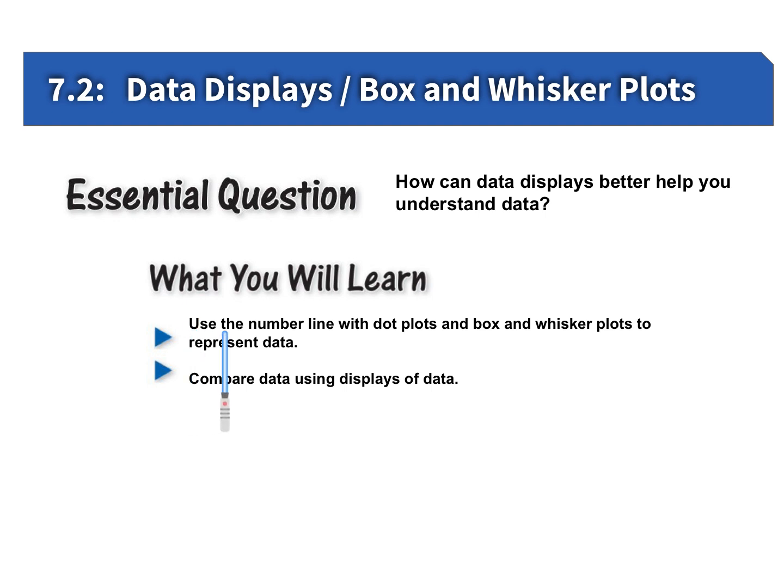Our goals are to use the number line with dot plots and box and whisker plots to represent data, and then compare data using those displays. Let me highlight a few things here. In the essential question, highlight data displays, understand data, and number lines, because those are super important in this lesson, along with dot plots and box and whisker plots. Then underline the word compare, because I want us to be using comparative words throughout this lesson.